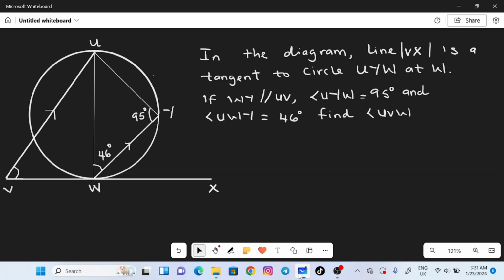Most students miss this type of question in exams. Let's solve it step by step using one powerful circle theorem.